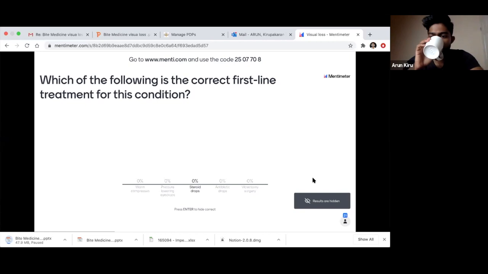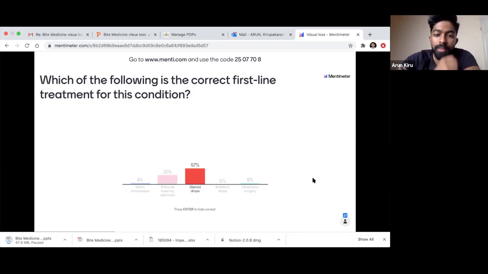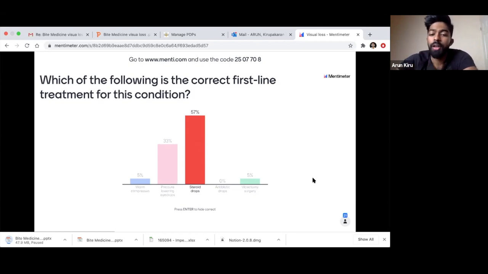Any more answers? We'll stop there. Okay, so this is what people have gone for. Most of you have gone for steroid drops. A lot of you have gone for pressure-lowering drops. Then a few of you for warm compresses, antibiotics, and vitrectomy. I'm completely happy that most of you have gone for these two, because that is correct. The correct answer here is steroid drops. I completely understand why lots of you have gone for pressure-lowering drops. I would have gone for pressure-lowering drops if I hadn't gone through ophthalmology properly. I'm going to explain the key reason why it's not that.